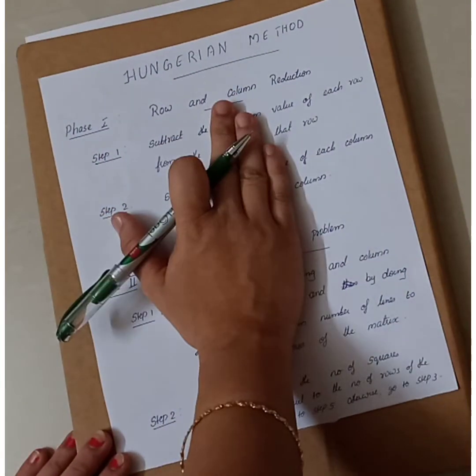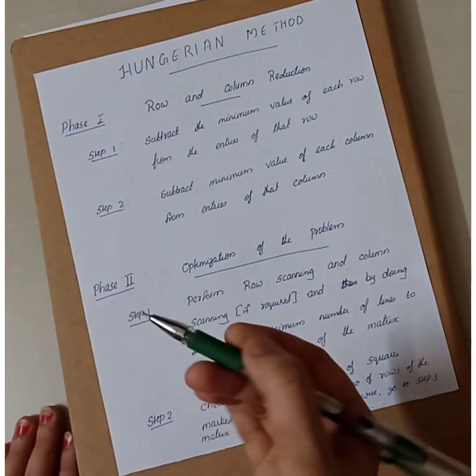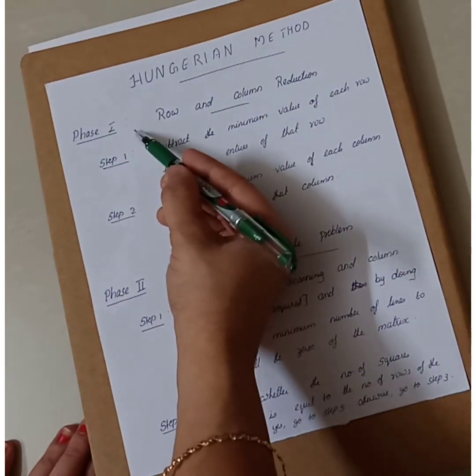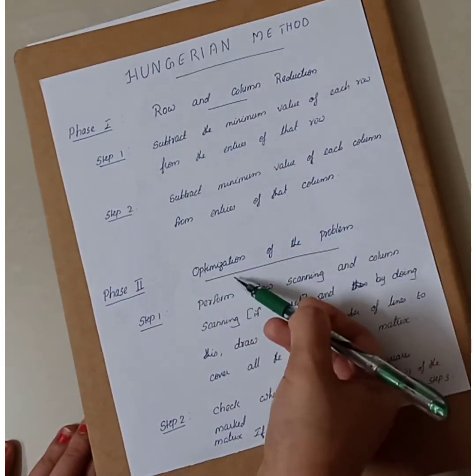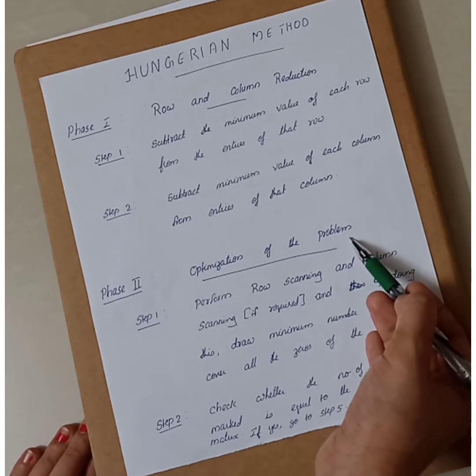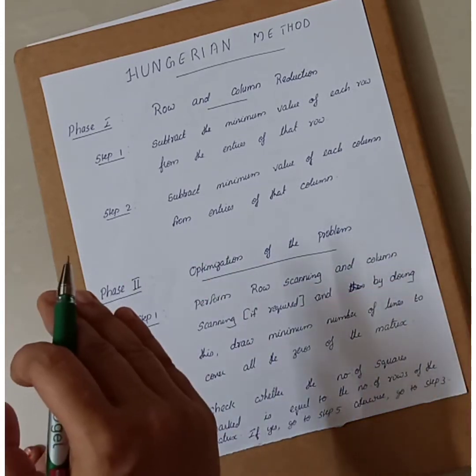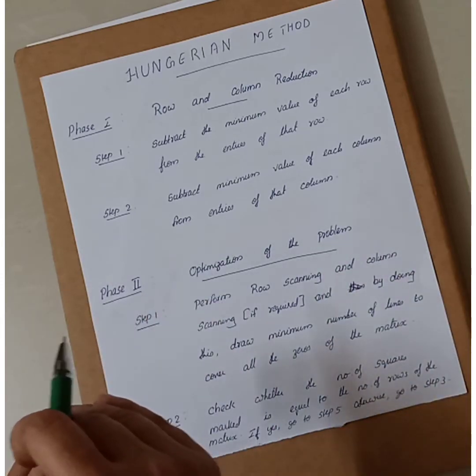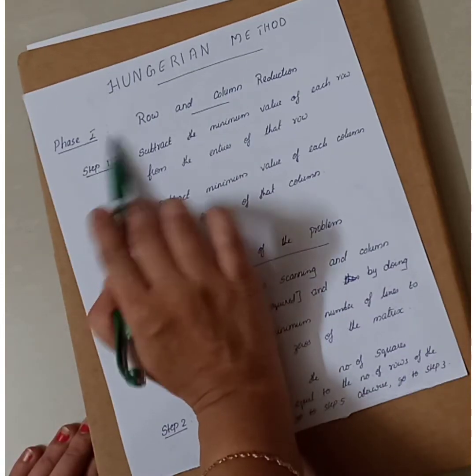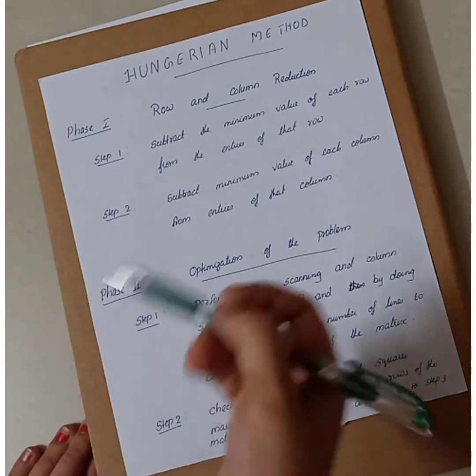Now in the Hungarian method there are two phases. Phase 1 is row and column reduction, and the second phase is optimization of the problem. Even in the transportation problem we studied the same thing: first we find the basic feasible solution, then we optimize the result. So here also it is the same process. The first phase is row and column reduction. And what are the different steps?